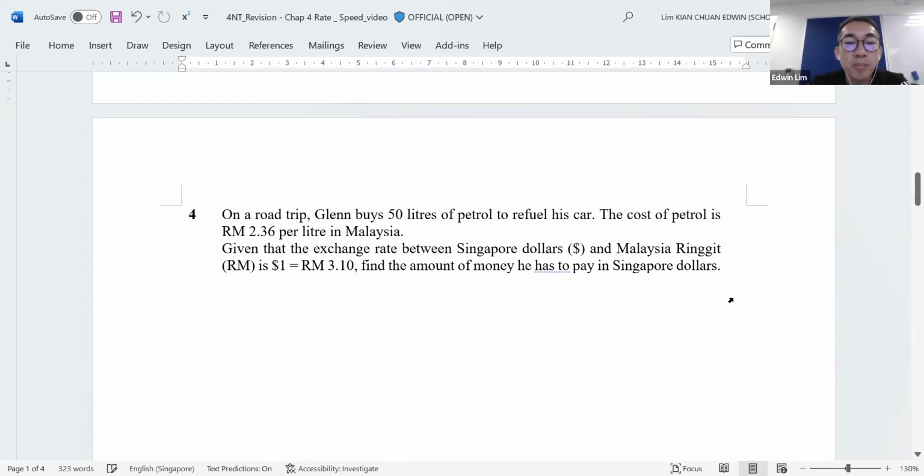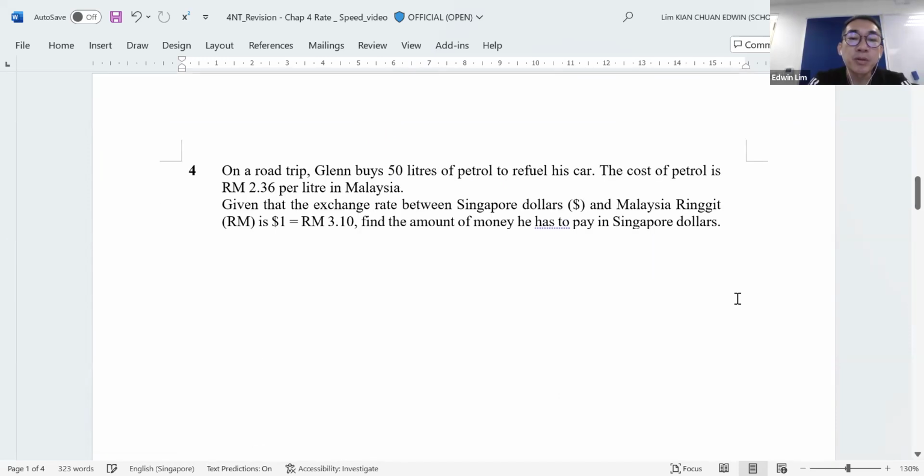Question number 4. On a road trip, Grant buys 50 liters of petrol to refuel his car. The cost of the petrol is $2.36 per liter in Malaysia. Given that the exchange rate between Singapore dollars and Malaysian ringgit is 1:3.1 ringgit, find the total amount of money he has to pay in Singapore dollars.